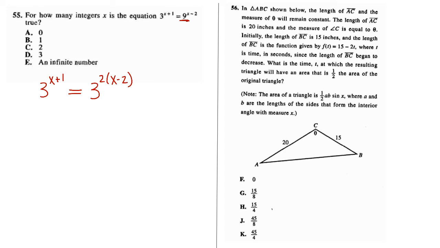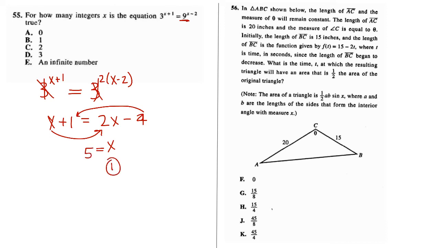So what I would have to do is multiply these. Since you have bases that are the same, you essentially think about those bases as canceling each other out if you want to. And so you have x plus 1 equals, and if we do our distributive property, we have minus 4. And so if I subtract my x over, I have an x. And if I add 4 over here, I have 5. So notice we only get one solution. So my answer choice is B.